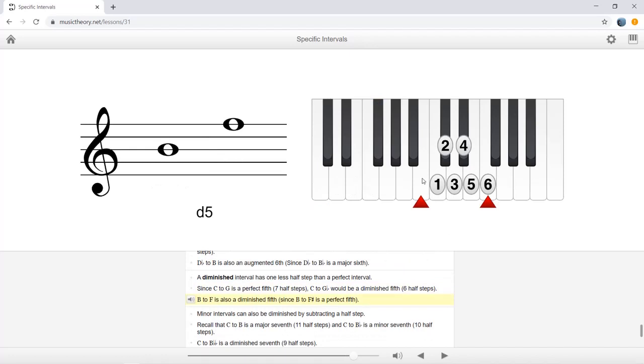This is another example, same thing, going from B to F. So 1, 2, 3, 4, 5. If we call this an E sharp, it would be an augmented fourth, but because we call this an F, it's 5 steps apart, or it's a generic interval of a fifth, but it's a diminished fifth. Same sound. It's got that weird sound to it.